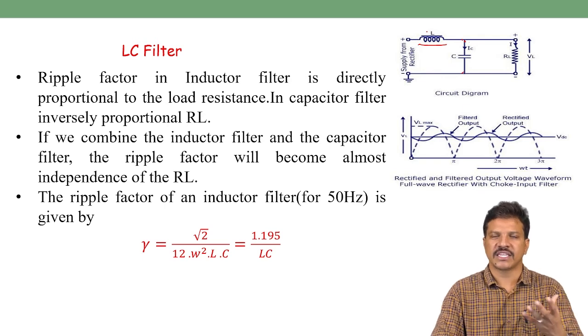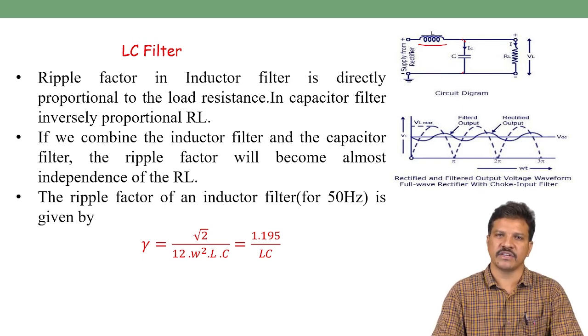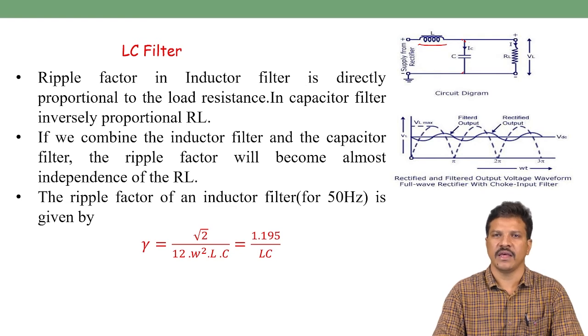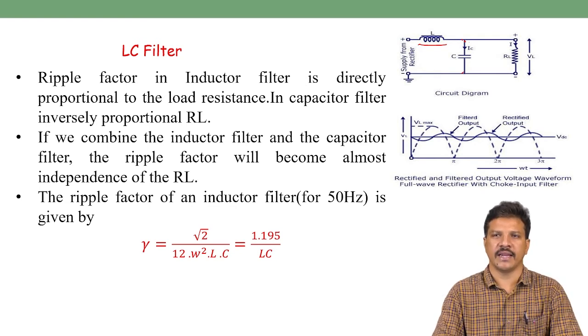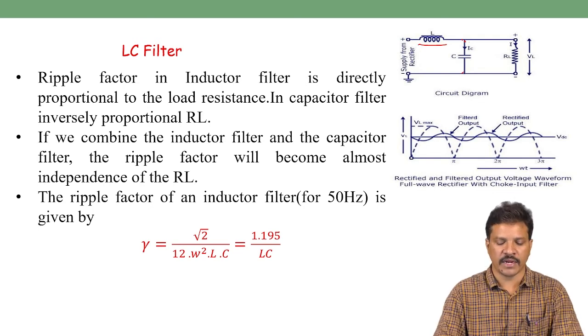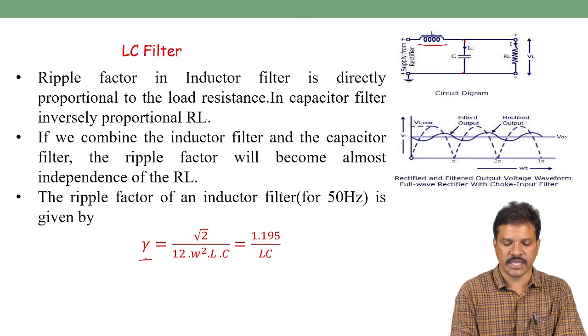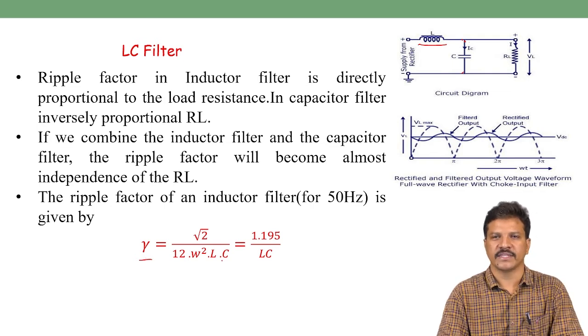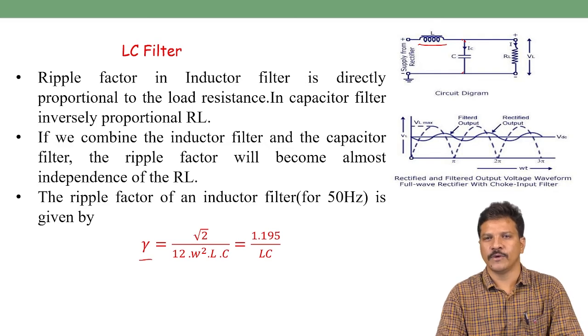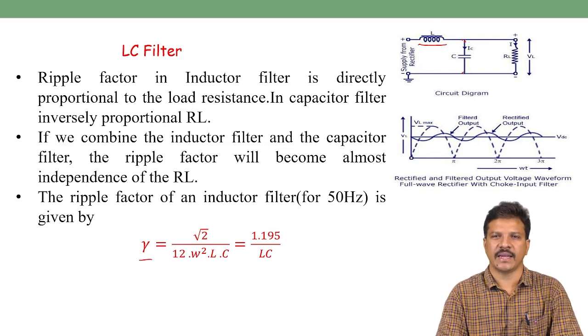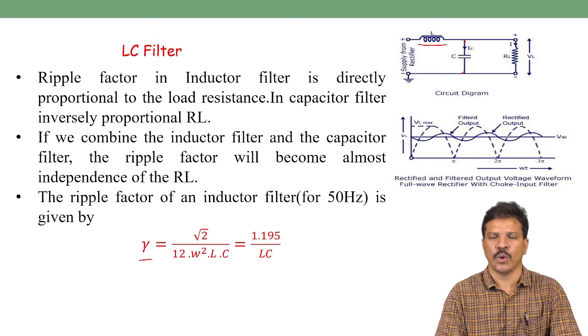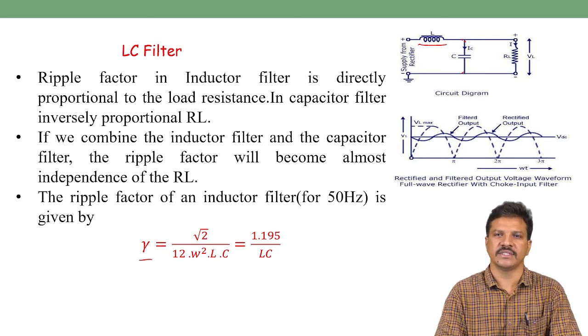When we use this combination of inductor and capacitor in the filter circuit, the ripple factor becomes almost independent of load resistor. The ripple factor of the LC filter, gamma, is equal to root 2 divided by 12 omega square L into C. So there is no RL term, which means it is independent of load resistor. We can use any kind of load resistor when we use the combination of L and C filters.